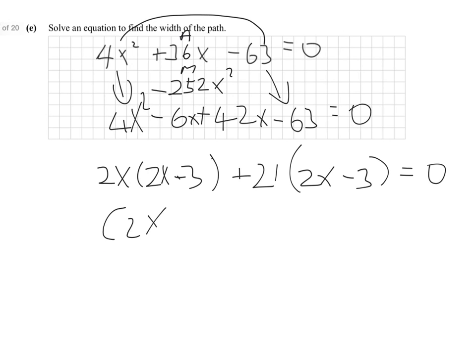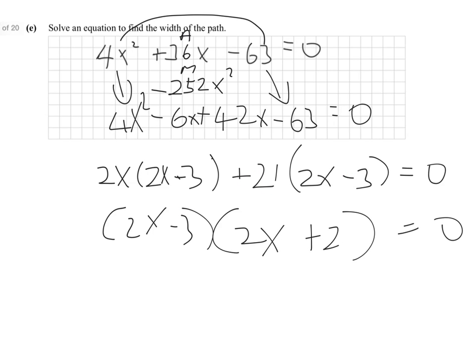So 2x minus 3 times what's left over. So if we cancel 2x minus 3 into this, we're left with 2x. And then if we cancel 2x minus 3 into this, we're left with plus 21. Now we split the factors and put them both equal to 0. So 2x minus 3 equals 0, and 2x plus 21 equals 0.